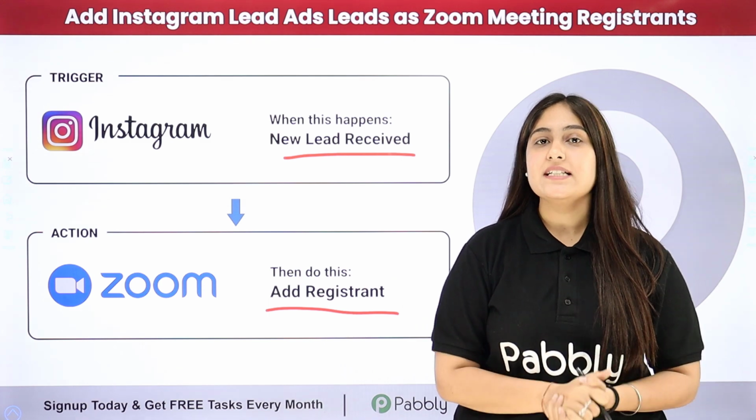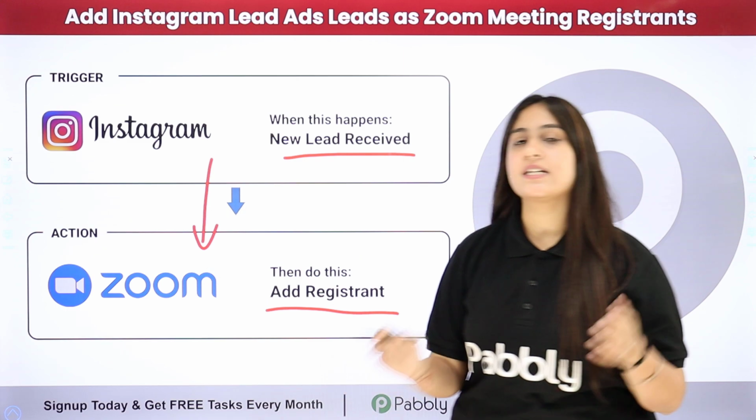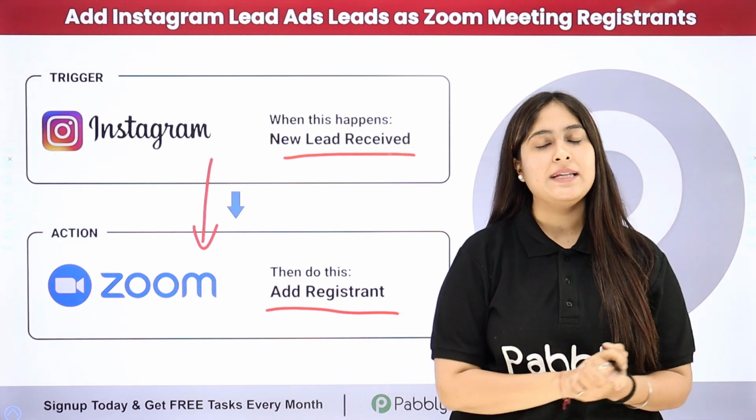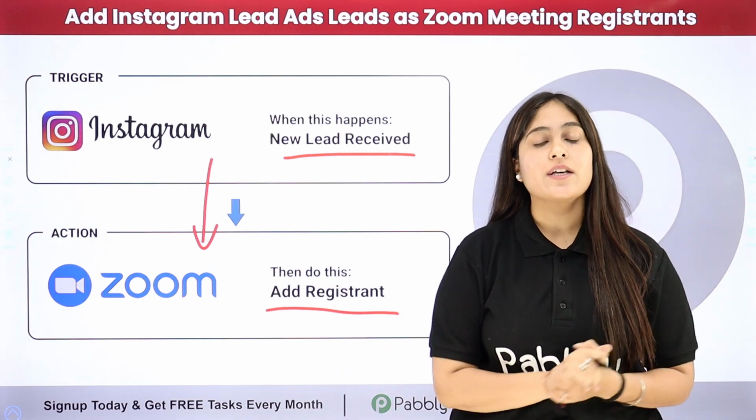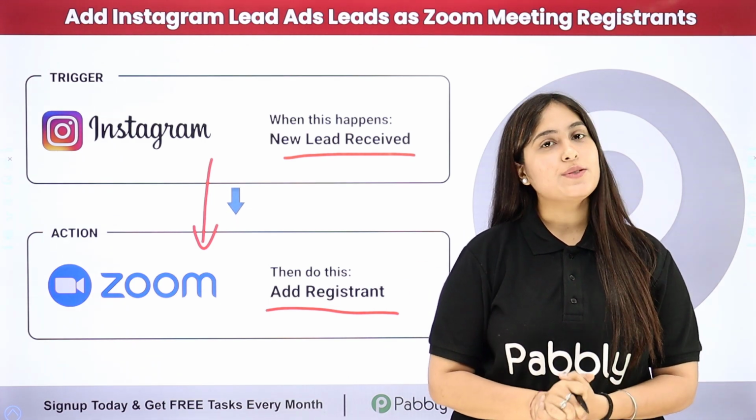So here to automate the entire process, I need to connect my Instagram lead ad with my Zoom account using an automation software named Pabbly Connect. Now to see a quick working of this automation and to learn this process step by step, let me take you to my screen.